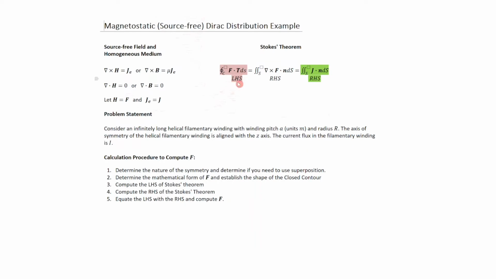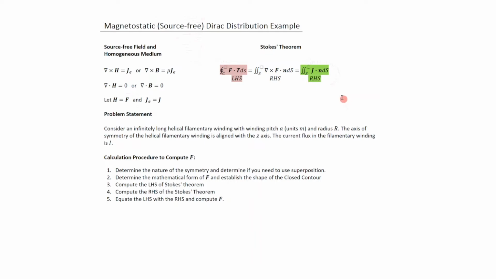Stokes' theorem is going to be applied, which means we take a closed contour integral of the dot product between the field of interest and the tangent vector. That's equivalent to taking the curl of that vector field, then the dot product with the differential area, and integrating over the area which is bound by this closed contour. Now, in our case, the curl of F is known. It's a given. It's J. That's part of the problem statement. And so it just comes down to doing the calculation on the right-hand side.